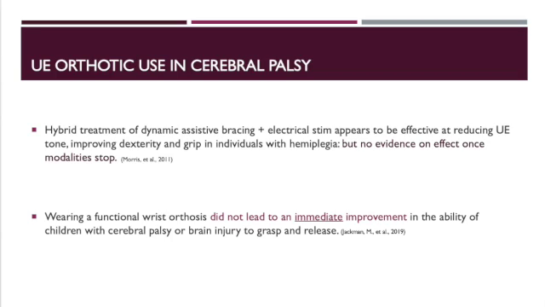Also, in a two-group randomized controlled trial involving 30 children, participants were randomized to either receive a customized functional wrist orthosis or not receive an orthosis. The groups were divided evenly. The box and blocks test was administered at baseline and repeated 1 hour after experimental intervention, with the orthosis on if randomized to the orthotic group. After intervention, there was no significant difference on the box and blocks test between the orthotic group and the no orthotic group, and they found that wearing the functional wrist orthosis did not lead to an immediate improvement in the ability of children with cerebral palsy or brain injury to grasp and release.